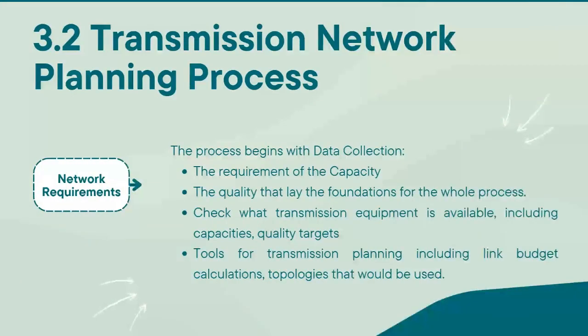So first of all, the process begins with data collection. This includes requirements for capacity and quality that lay the foundation for the whole process. Moreover, it also requires other essential information, including what transmission equipment is available, such as capacity, quality, target, and tools for transmission planning, including link budget calculations and the topology that would be used.